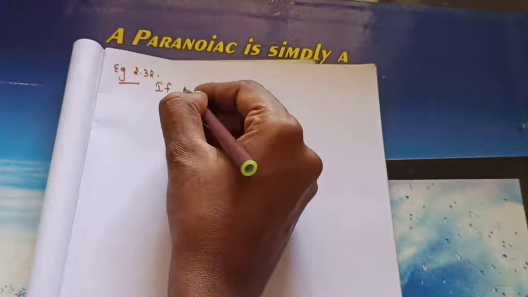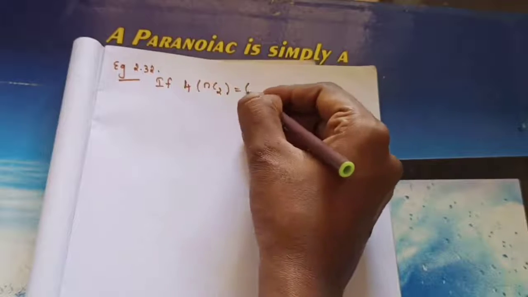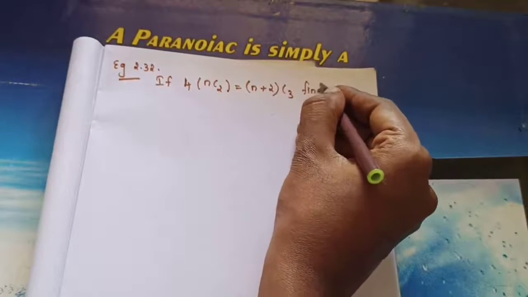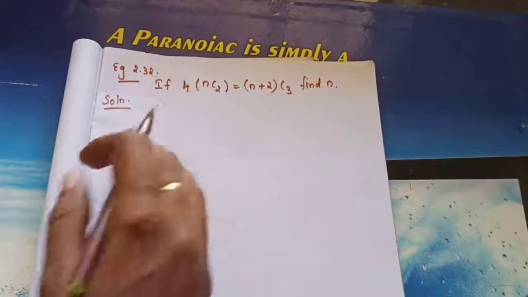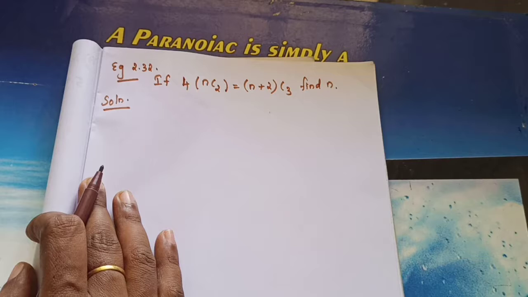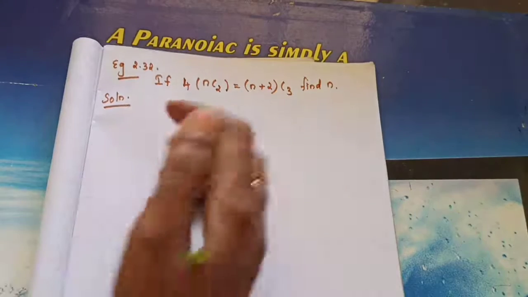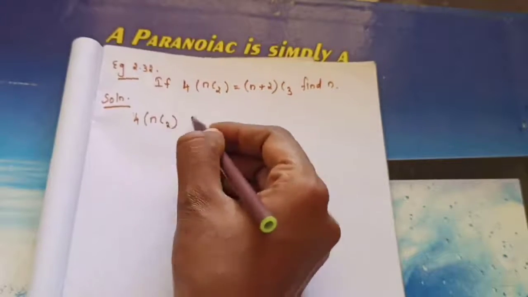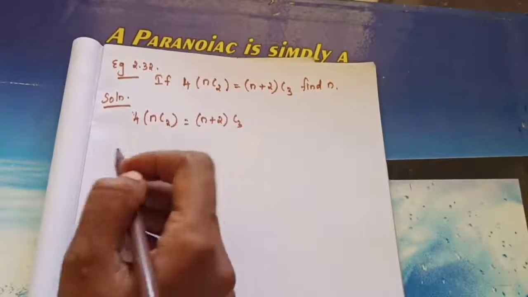If 4 into nC2 equals n plus 2 C3, find n. Solution. Listen here, very important 3-mark question. So how will you write 4 nC2? Combinations, permutations, everything you have learned, we are going to use that. Given 4 into nC2 equals n plus 2 C3, we need to find this n value.